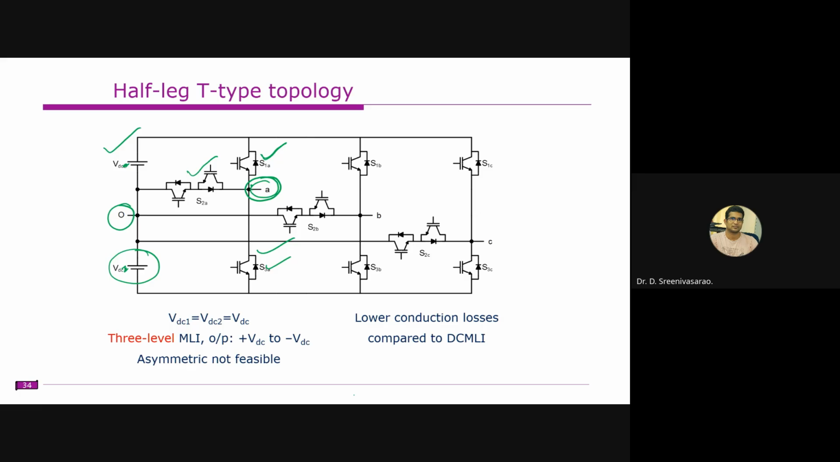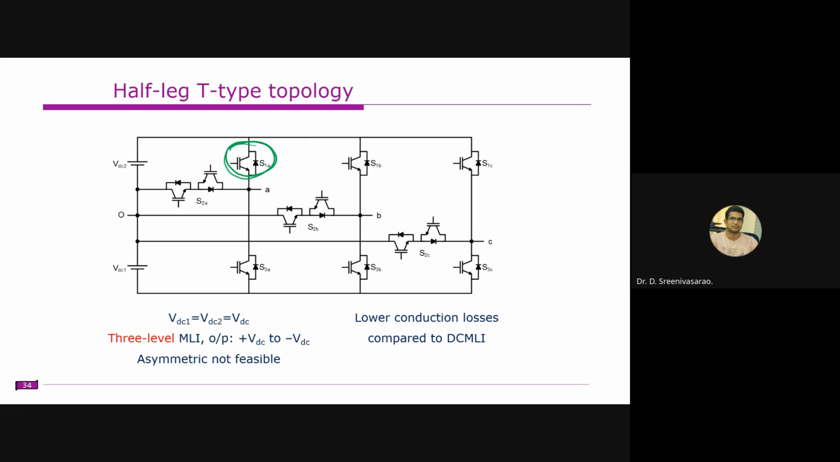So you will get the VDC, 0 and minus VDC voltages. When you compare to the diode clamp, you can see that this circuit uses fewer switching devices, which is a good thing. And also we can balance the capacitor voltages. But some drawbacks are there. In the diode clamp, two switches are there. Now we replace them with only one switch.